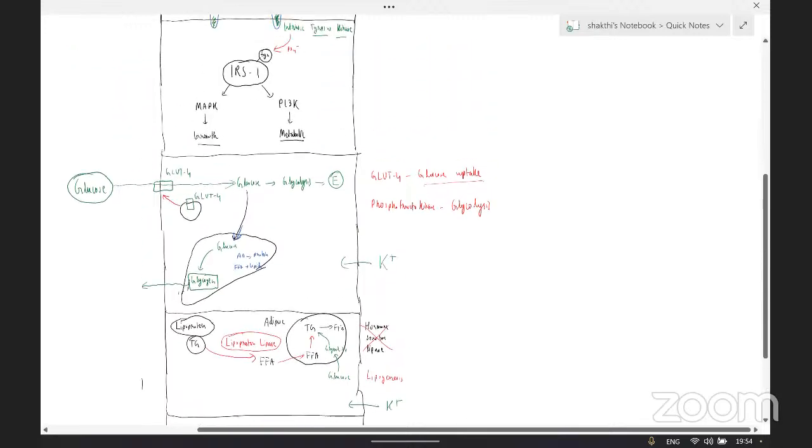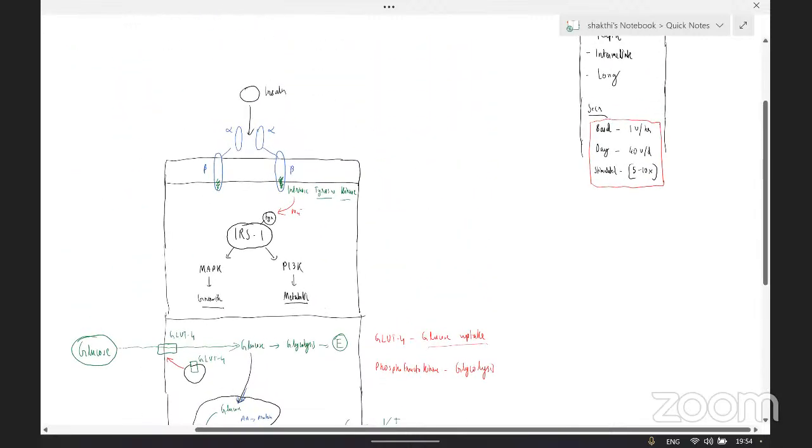So what do we have here? Insulin acts on the insulin receptor, an enzyme linked receptor with intrinsic tyrosine kinase. It has an alpha component and a beta component. The beta component has intrinsic tyrosine kinase activity. It acts on insulin receptor substrate 1, which gets phosphorylated. It has two mechanisms. One, PI3K, through which metabolic functions happen. Or the mitogen activated protein kinase pathway, through which growth is promoted.